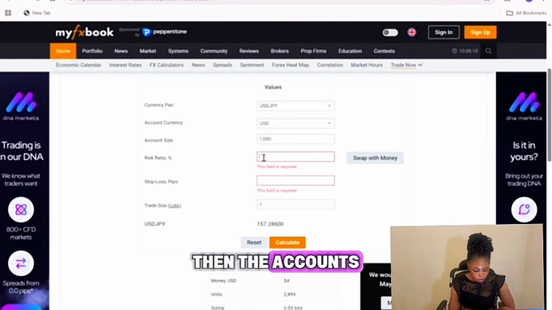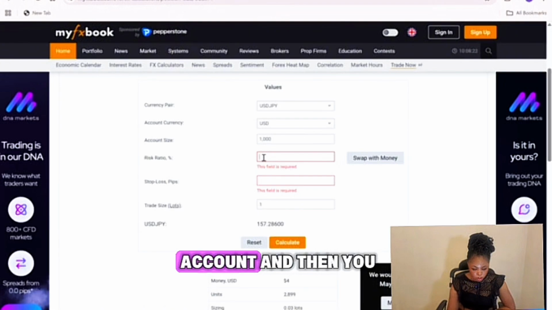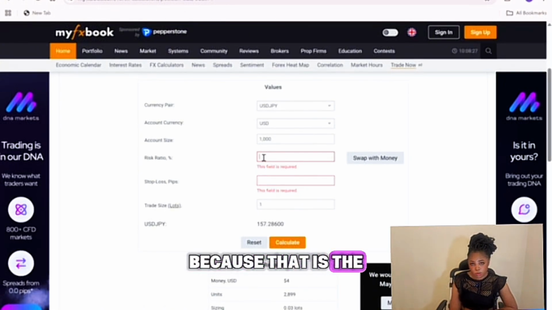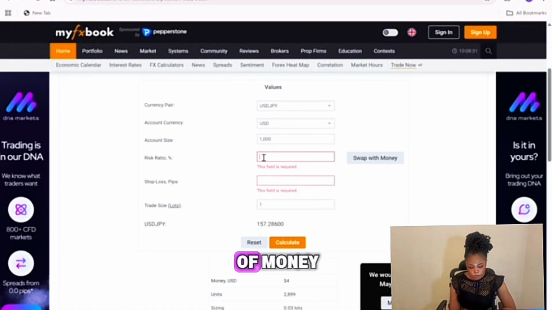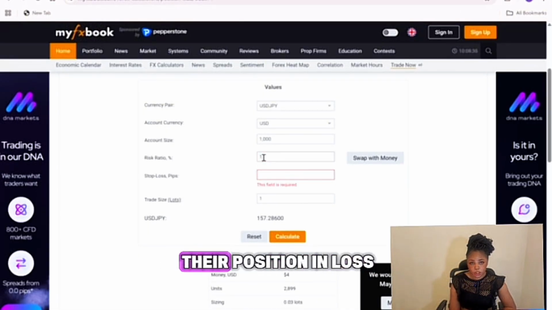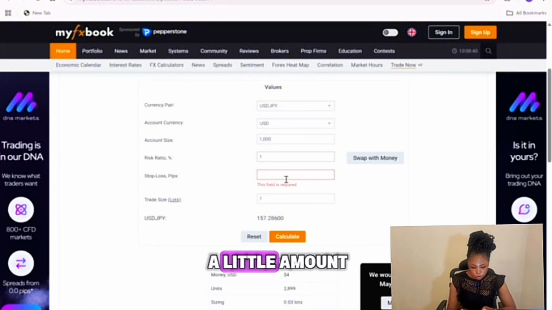Then the accounts. Let's just say you have a $1,000 account and then you want to risk, please don't risk more than 5%, because that is the major problem of beginners. They want to make a lot of money, so they risk more. And then they get scared and then they close their position in loss, so it's not nice. Just risk a little amount.